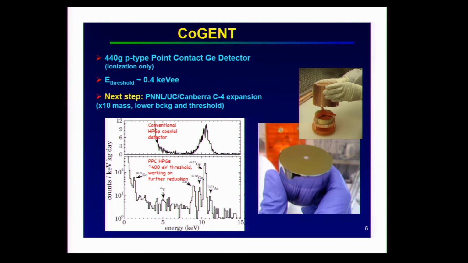Here's CoGeNT. They're using a germanium crystal, so it's a lot easier to compare with CDMS. They only measure the ionization, so they cannot discriminate between nuclear recoil and electron recoil, as with CDMS. But they have a very low threshold, 400 eV. And you can see here the various neutron-activated peaks, such as the 1.3 keV. So they have a really good resolution.